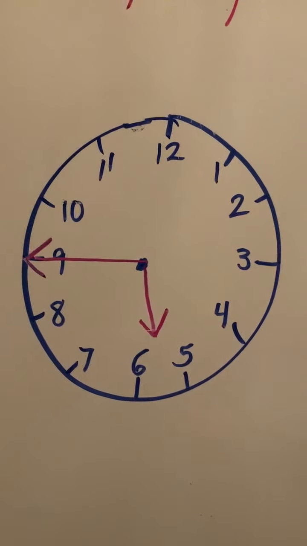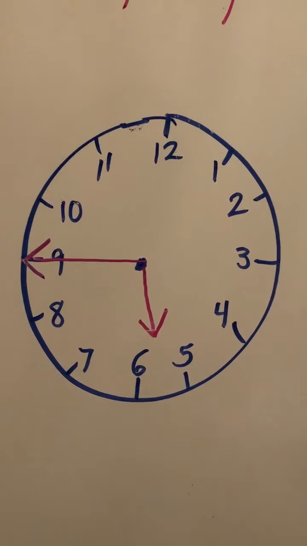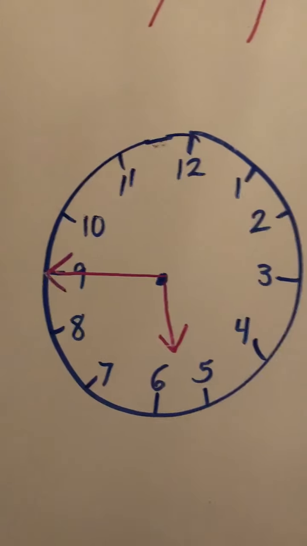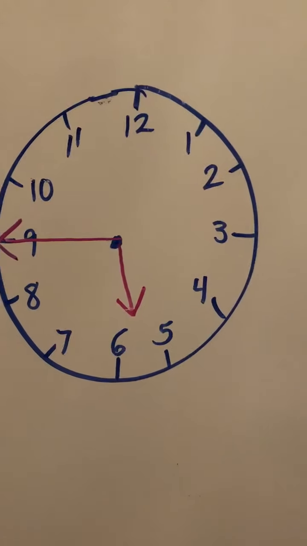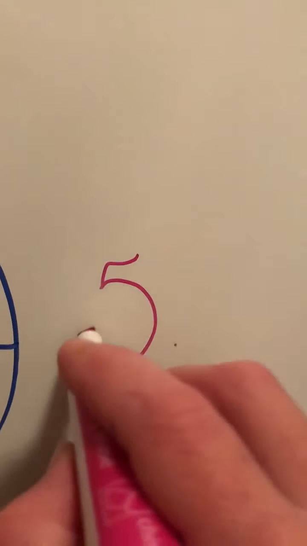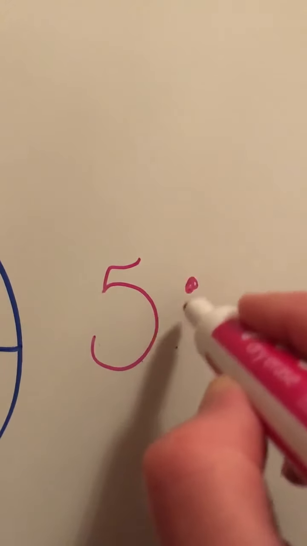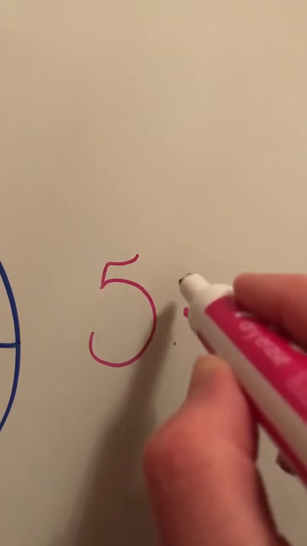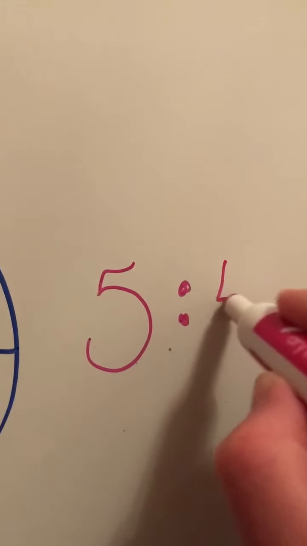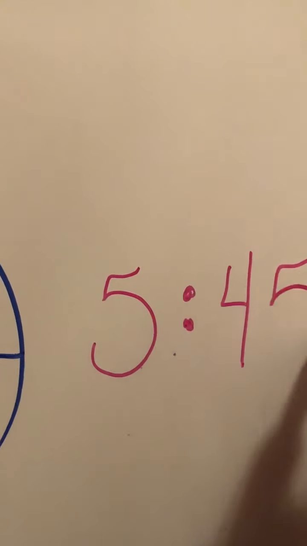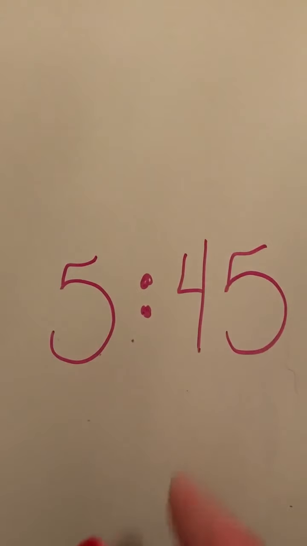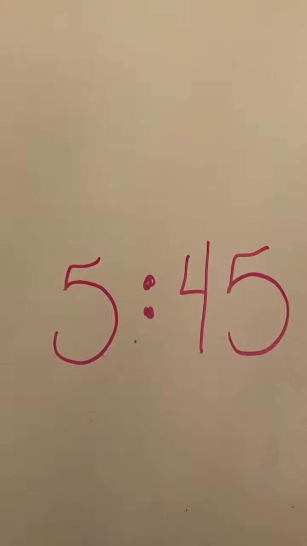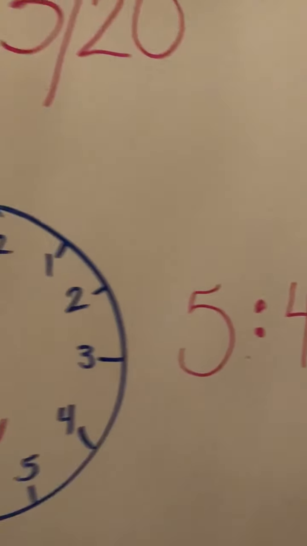Okay, I hope you are thinking or saying 5:45. 5:45. Here's how we write 5:45. Remember, our hour goes first, and then we divide our hour in minutes by these 2 dots that look like a colon. 5:45. 45 minutes past 5. Or we could also say 15 minutes till 6 o'clock.